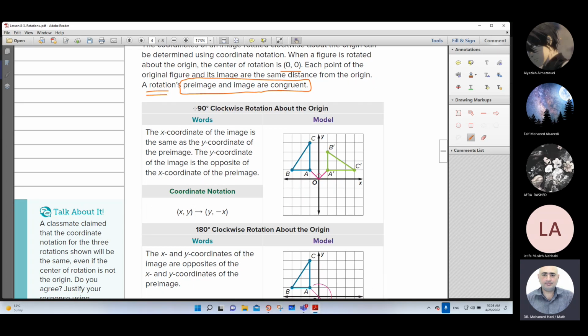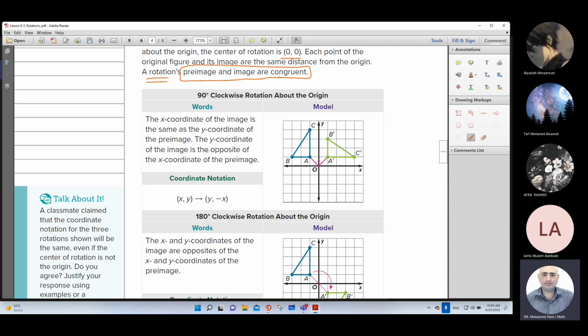Okay, now as you see, we have a 90-degree clockwise rotation about the origin. The x coordinate of the image is the same as the y coordinate of the pre-image. The y coordinate of the image is the opposite of the x coordinate of the pre-image. So if you have this point x, y, after the rotation clockwise 90 degrees, you will get y, -x. x, y will be y, -x if you have 90 degrees.